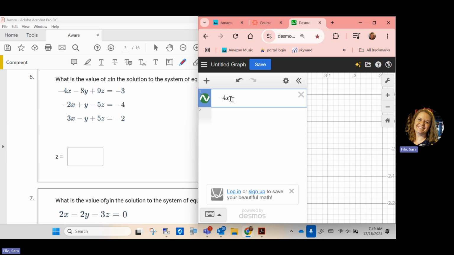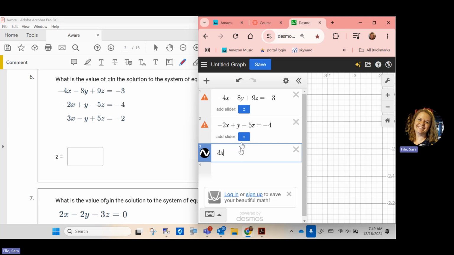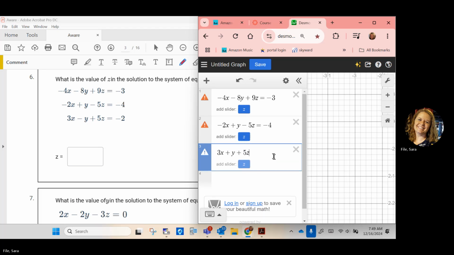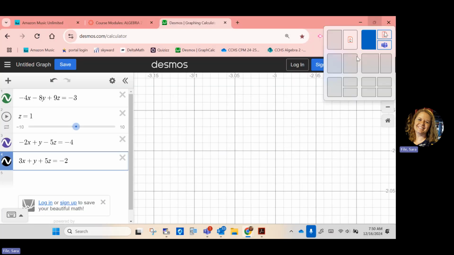So -4X minus 8Y plus 9Z equals -3. And -2X plus Y minus 5Z equals -4. 3X minus Y plus 5Z equals -2. So we're going to add that slider for Z, and then I'm going to look for where all three of these intersect at the same point.